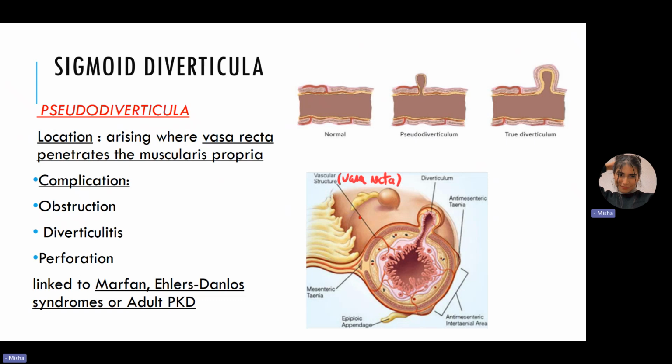So connections between the hollow structures, often we see a colovesicular fistula. What is a colovesicular fistula? It is a connection between the colon and the urinary bladder. So this is basically what you need to say for sigmoid diverticula. So half of your question is done.